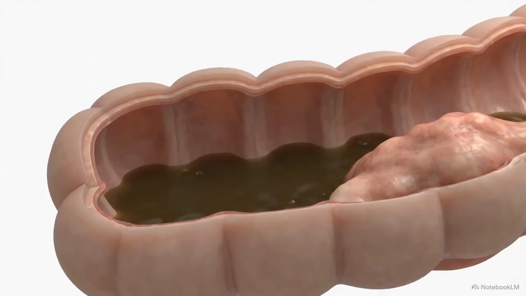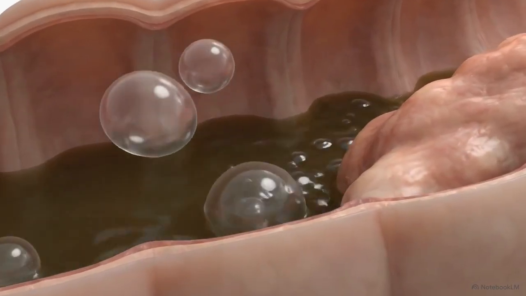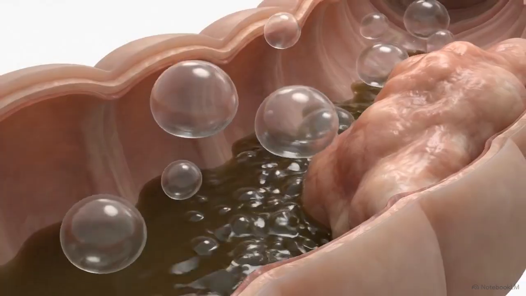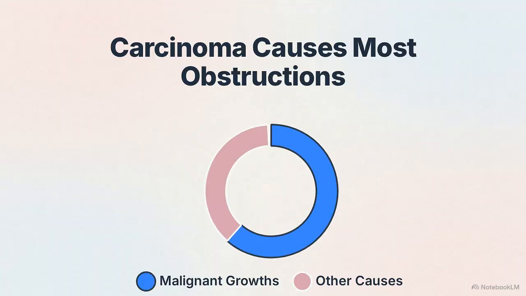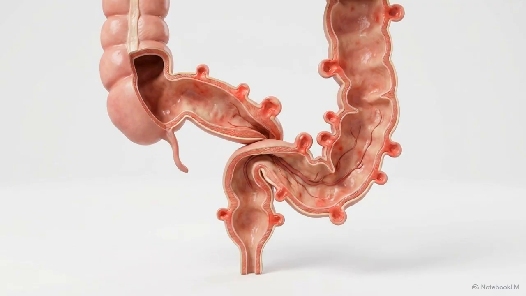Looking lower at the colon, we see the mechanics of large bowel obstruction. Here, gas and fluid accumulate behind a mass, slowly occluding the lumen. Colorectal carcinoma is the dominant cause, responsible for over 60% of adult large bowel obstructions. Secondary causes include sigmoid or cecal volvulus and fibrotic strictures caused by chronic diverticulitis.